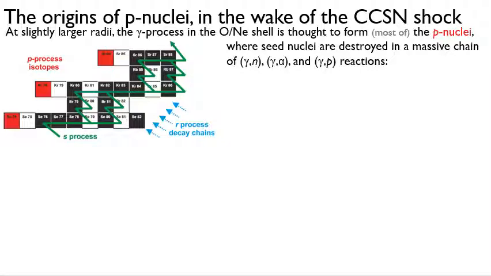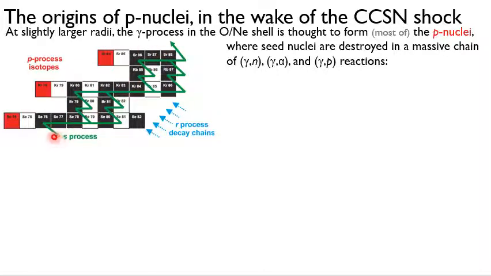So as the shock propagates further outward, it can heat up the environment like the oxygen-neon shell so that what's possible isn't really any charged particle capture, but you can still have photodisintegration reactions. And this is what is thought to be the origin of most or many of the so-called p nuclei. So if you look at the nuclear chart, you have proton number increasing in the vertical direction, neutron in the horizontal. This is a really small slice. The black boxes and the red boxes, these are stable isotopes, so more or less infinitely lived.